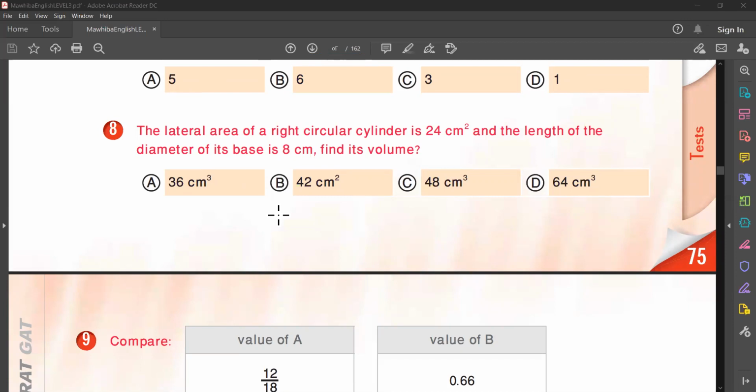I want you to pay attention because these problems need thinking. Okay, now, number 8. The lateral area of a right circular cylinder is 24 centimeters.